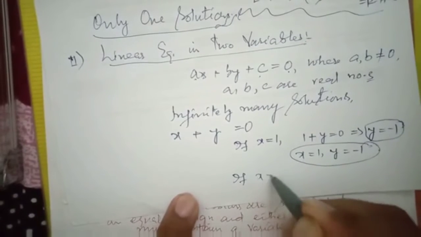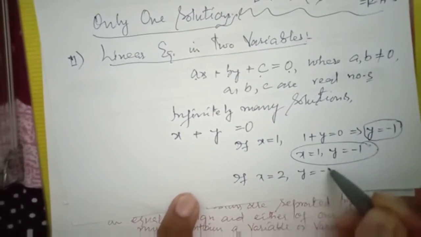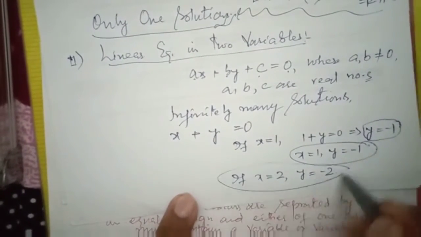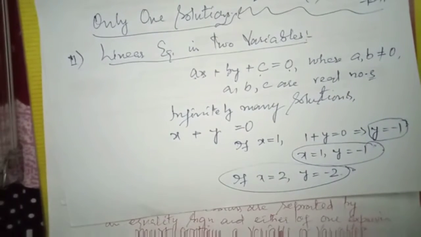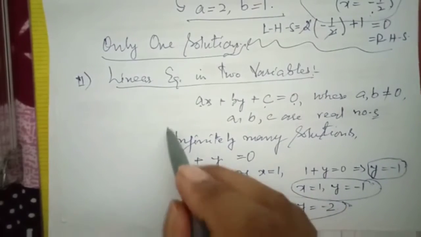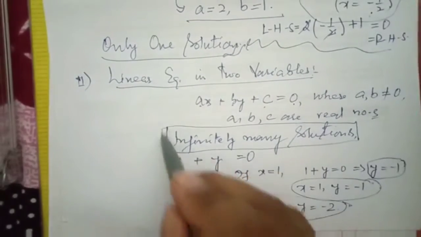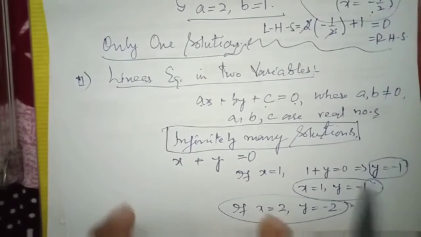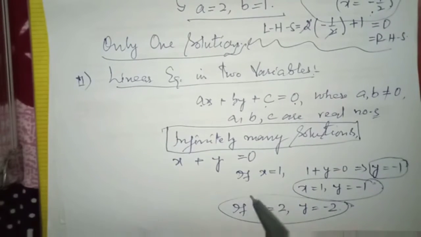Similarly, if x is equal to 2, y will be minus 2. So for every value of x there will be a corresponding value of y. So a linear equation in two variables has infinitely many solutions. This was about the linear equation in two variables. Now we will come to our main topic, that is chapter 4 in our textbook, the quadratic equation. Now we will see the quadratic equation.